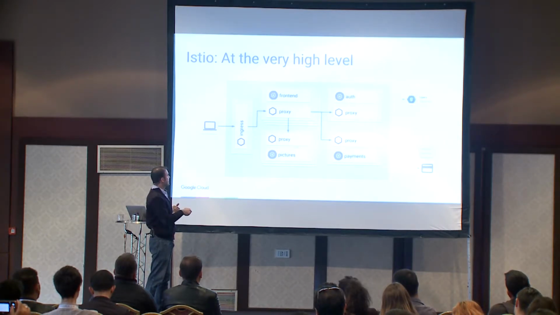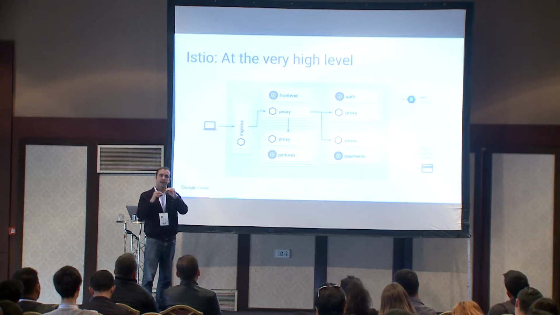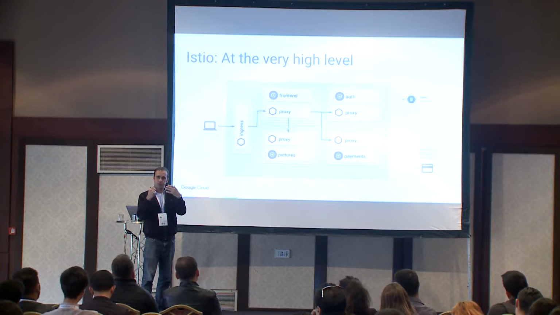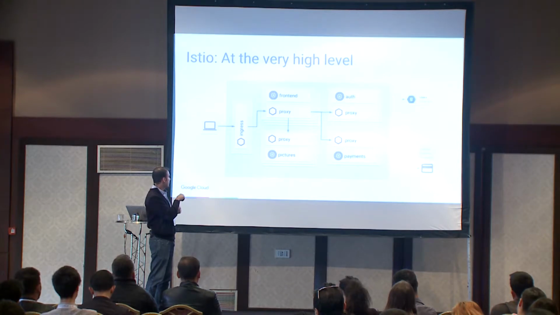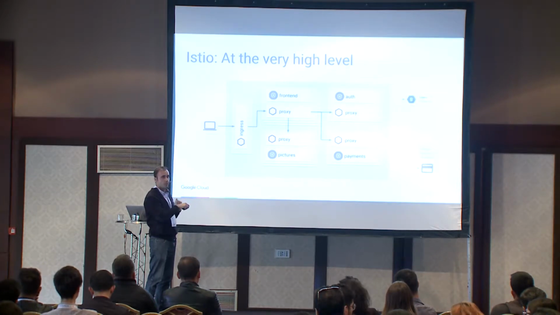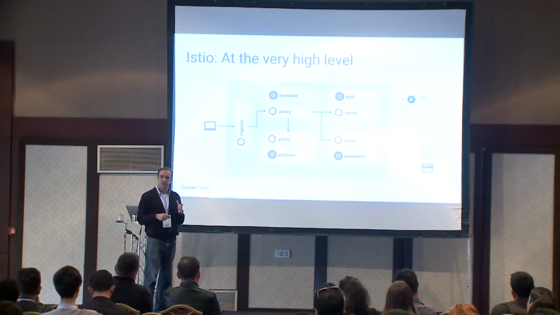And then you'll also realize that every container gets a proxy. Every pod will have a sidecar, a container that's attached to it. And all the traffic goes through the proxies. So when a request comes in through the ingress, instead of going to the front end, it will go to the proxy of the front end. And if the front end wants to call the pictures service, the proxy of the front end will call the proxy of the pictures, and vice versa. So all the traffic is proxied through these proxies.